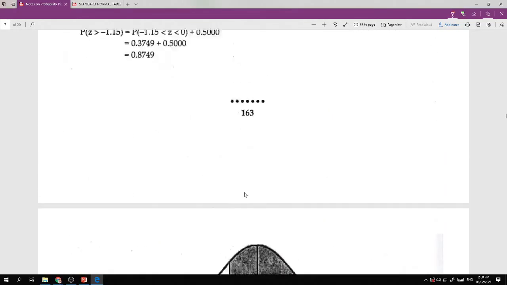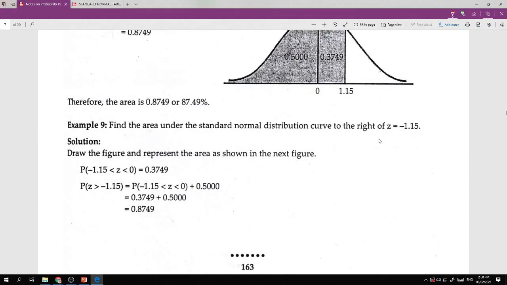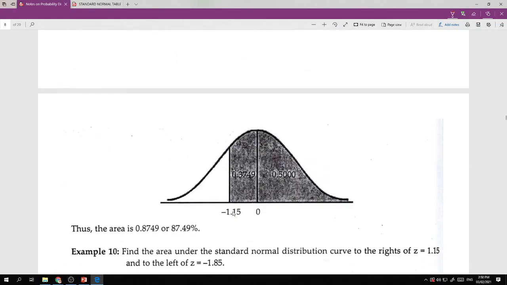The same as this. This time, you're given the area to the right of z. If z is negative 1.15, the red part is 37.49, and to the left of 0 this part is 50%, that's 0.5. So you will be adding the two to get 87.49 or 0.8749. Is that clear, section Galileo?